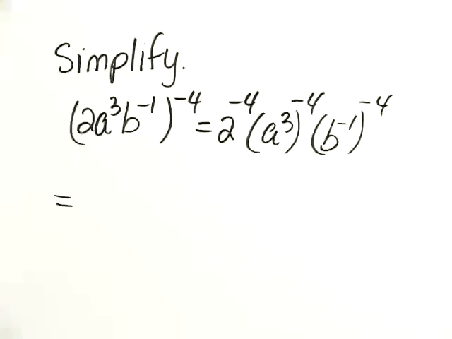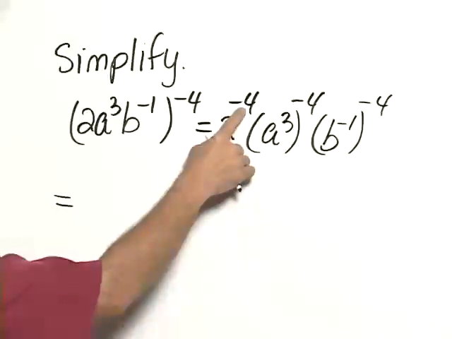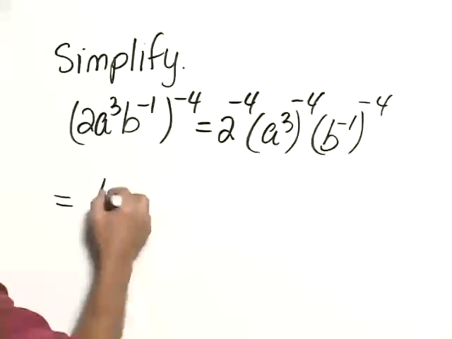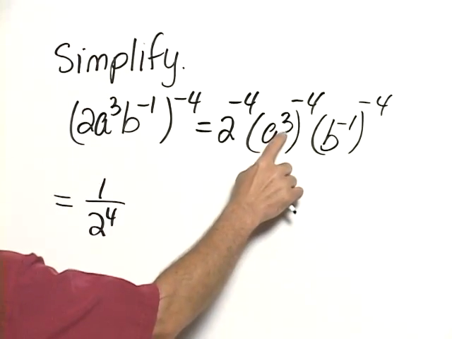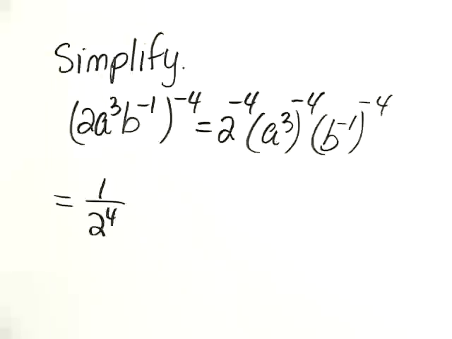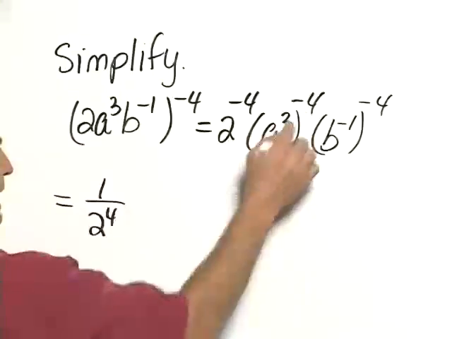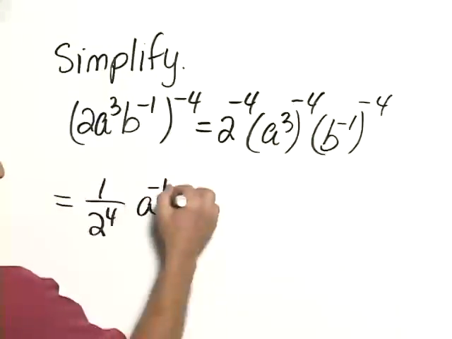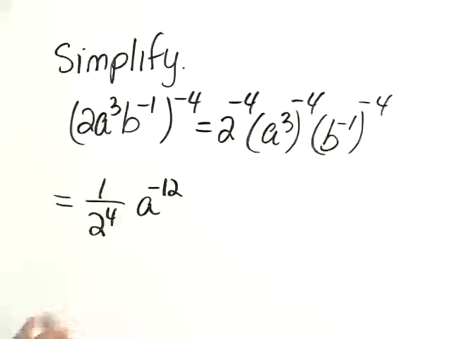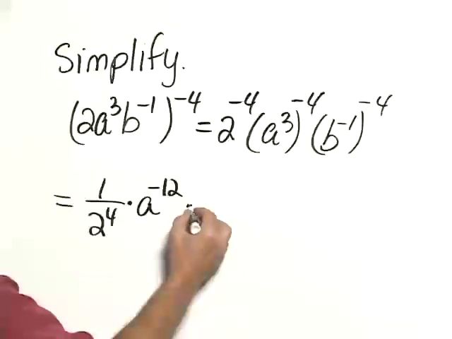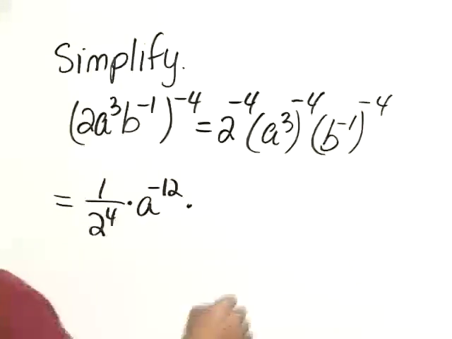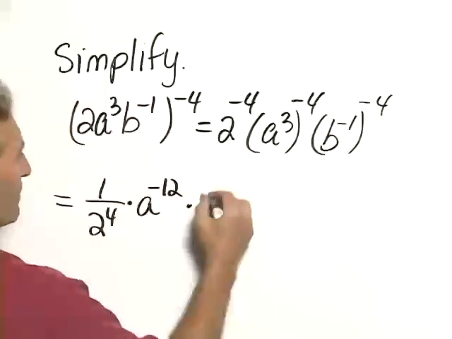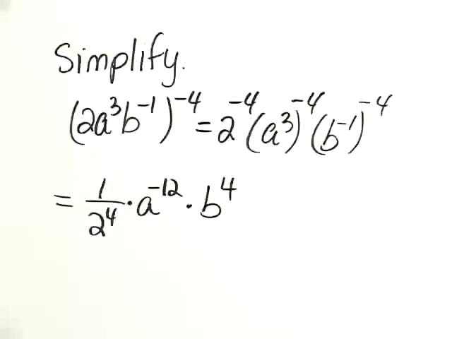So this would be equal to, now because of the negative power, 1 over 2 raised to the positive 4. In this case, we would have a to the 3 to the negative 4. We multiply those powers together, a to the negative 12. Let's put in our multiplication signs. And here, b to the negative 1 raised to the negative 4. Once again, we multiply the powers, b to the positive 4.